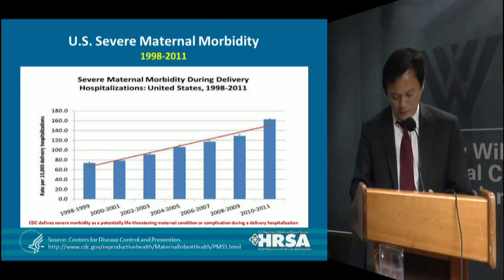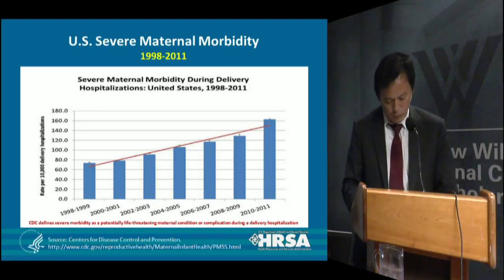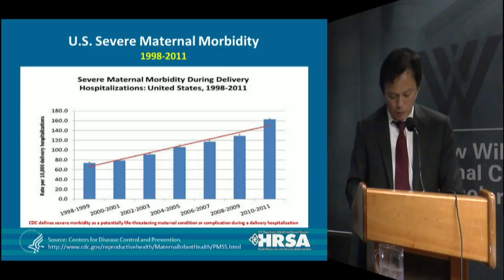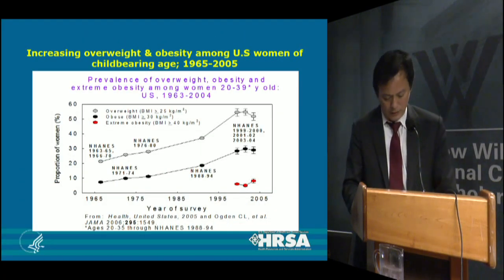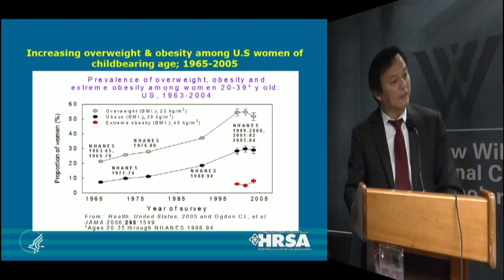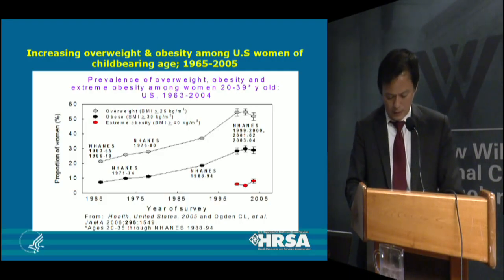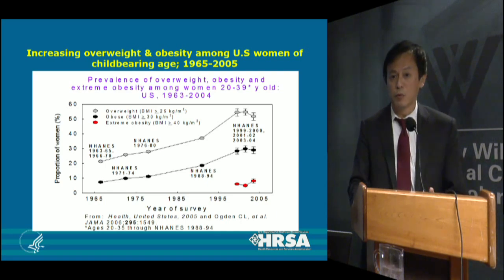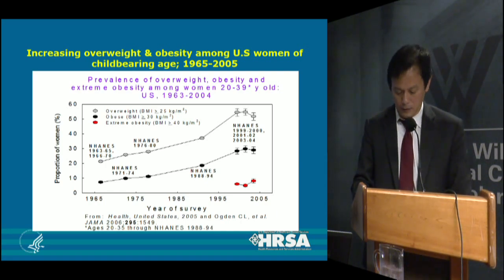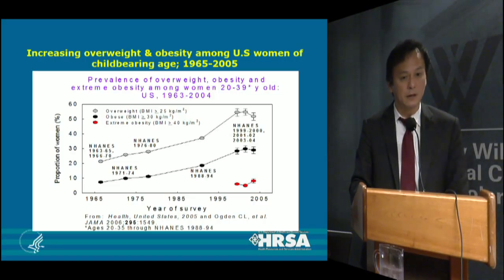We know that the demographics of childbearing in the US is changing, that more older women are getting pregnant, and more women are entering pregnancy with chronic conditions like hypertension, diabetes, or obesity, which has more than doubled in the last 20 years. Today, more than half are overweight, and about 1/3 are obese. Now, obesity is an important risk factor for some of the leading causes of maternal mortality, including hemorrhage, preeclampsia, and thromboembolism.